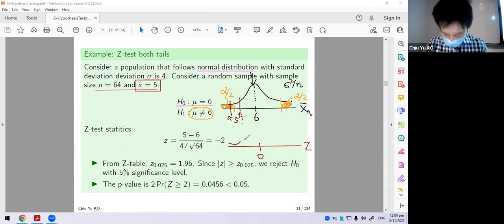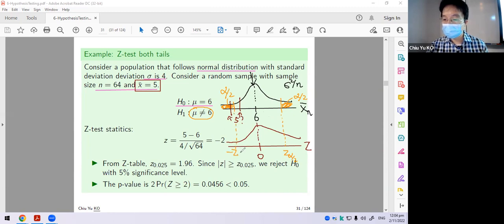So we have that. This 6 becomes 0. And then this value will be z alpha over 2, and this value will be negative z alpha over 2. And this, of course, is alpha over 2. And we have to calculate where is the 5.